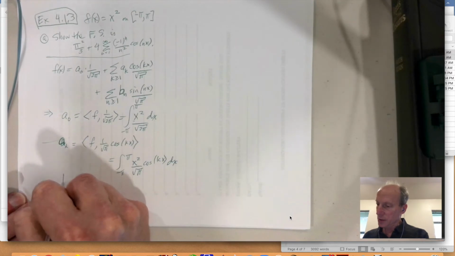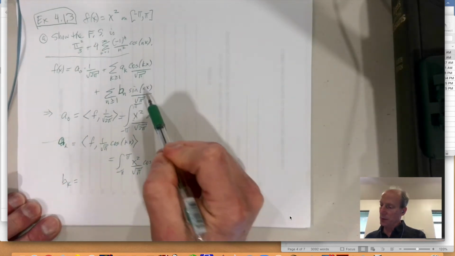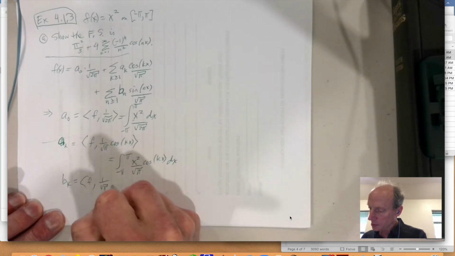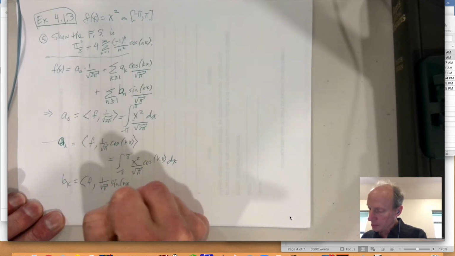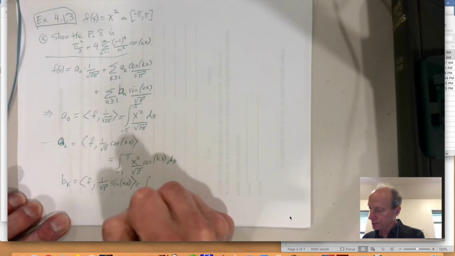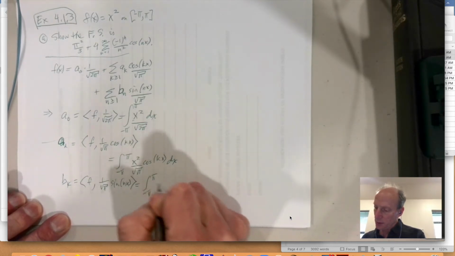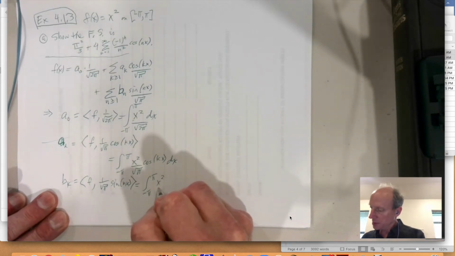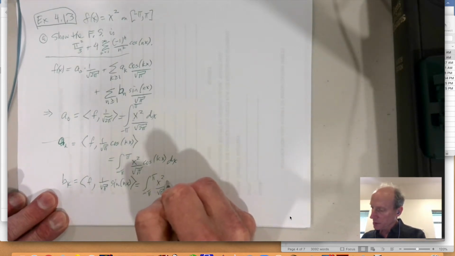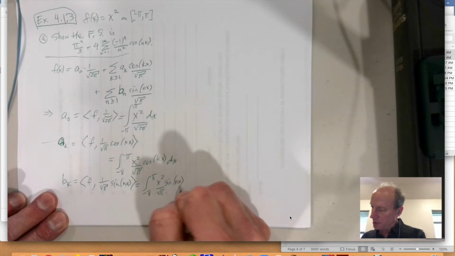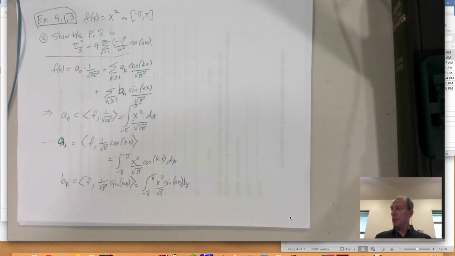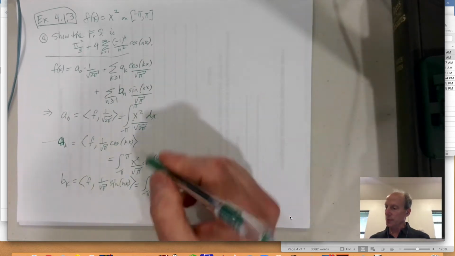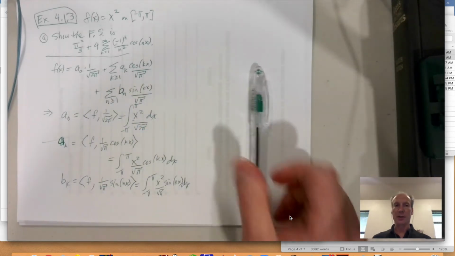So then the last coefficient is the inner product with that. And we get, let's see, the integral of x squared over square root of pi sine of nx dx. Right, and I can pull the 1 over square root of pi and 1 over square root of 2 pi out of the integral if I want.